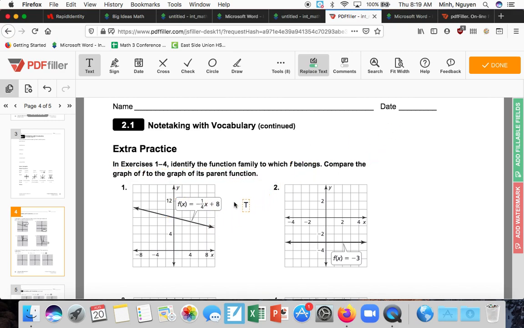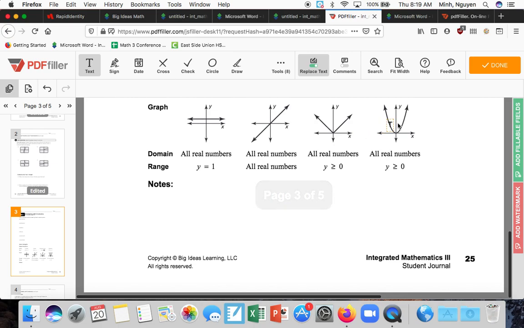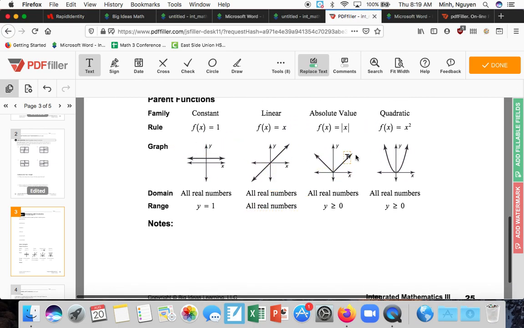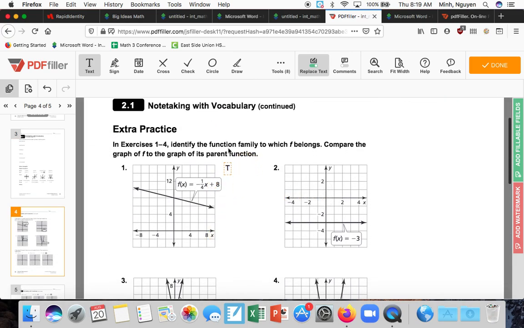So taking a look at this should be kind of obvious, right? Which function out of these four, number 1, is it? And I'm saying it like I haven't said it yet because I want you to think about which one it is. And it's actually linear. Hopefully that was obvious. So we'll go ahead and fill it in. Linear. Compare the graph of f to the graph of its parent function.